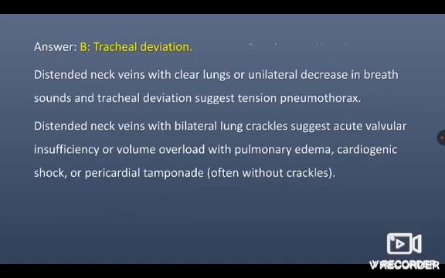Distended neck veins with clear lungs or unilateral decrease in breath sounds and tracheal deviation suggest tension pneumothorax. Distended neck veins with bilateral lung crackles suggest acute valvular insufficiency or volume overload with pulmonary edema, cardiogenic shock or pericardial tamponade, often without crackles.